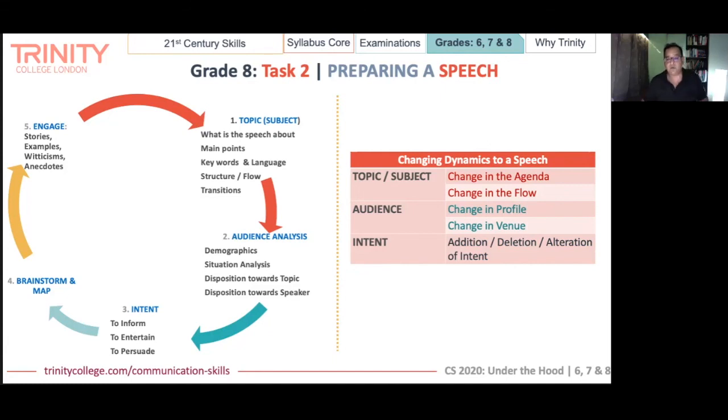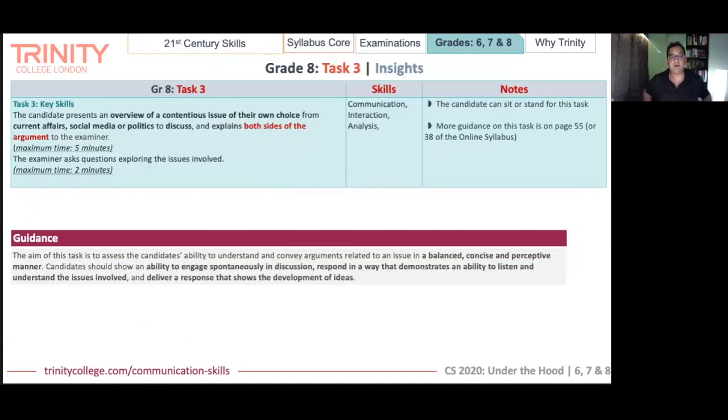Which brings us now to the last task with grade 8, which is task 3. The candidate presents an overview of a contentious issue of their own choice, okay? This is a very interesting task, because the aim is to assess the candidate's ability to understand and convey arguments related to an issue in a balanced, concise, and perceptive manner. So you do not have to stake a claim and say, I agree with this or I disagree with this.